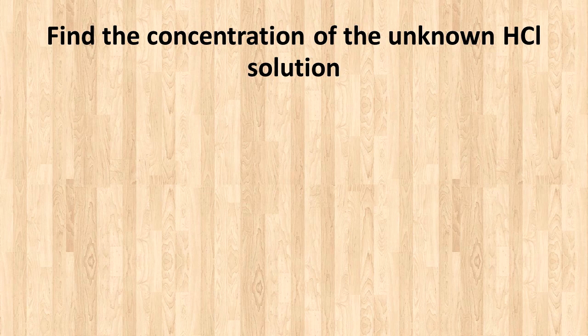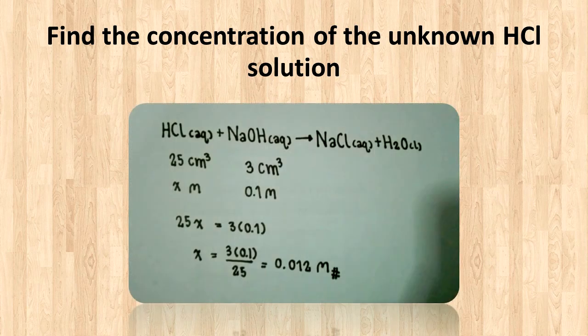For finding the concentration of the unknown, we use the formula C1V1 equals C2V2. Specific for this experiment, substitute C1 equals X, V1 equals 25 ml, C2 equals 0.1 molar, and V2 equals 3 ml. We can know that the molarity of this unknown hydrochloric solution is 0.012 molar.